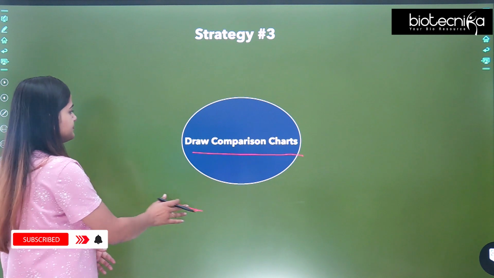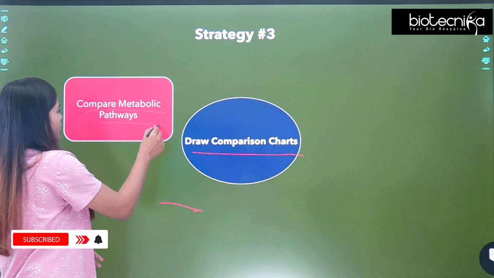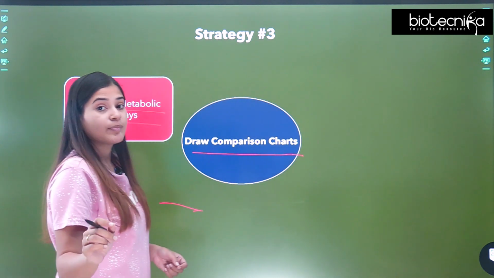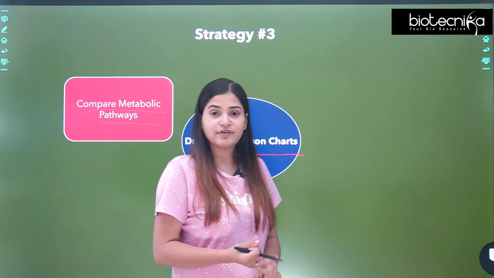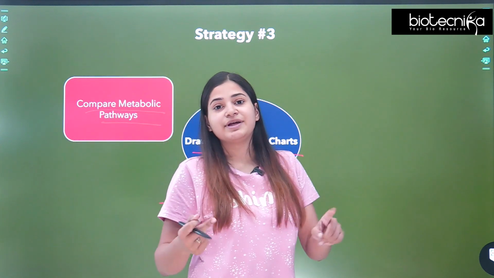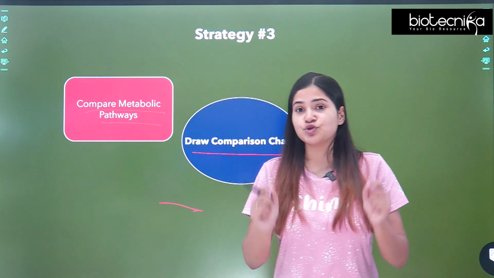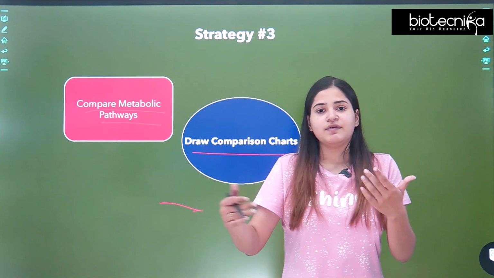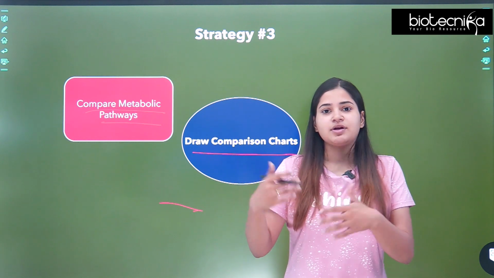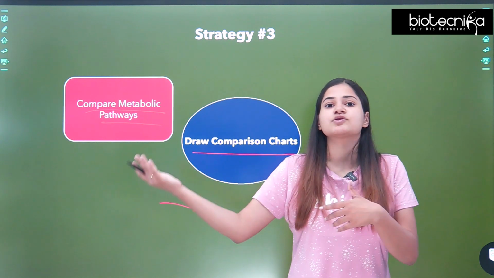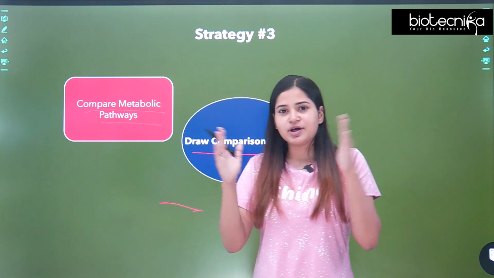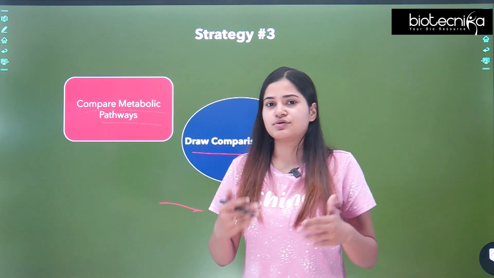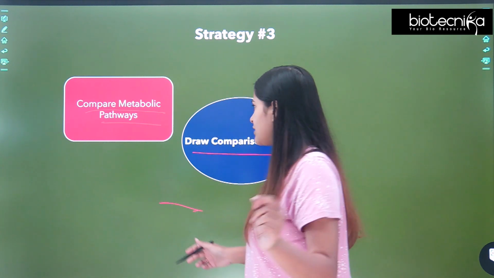So the first thing is, you should compare metabolic pathways. Comparing metabolic pathways, the energy yield, the amount of ATP produced, the catabolic reactions, everything, it's very necessary. You should compare, let's say, glycolysis with Krebs cycle. You should compare oxidative phosphorylation with some other, suppose fatty acid synthesis. Comparing will give you an idea, so you won't forget the details of the metabolic pathways.